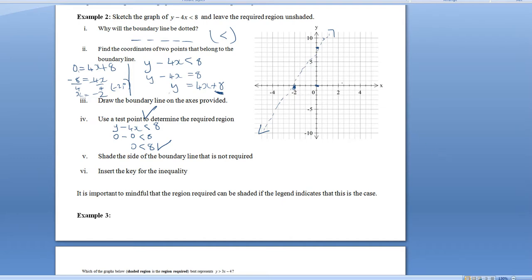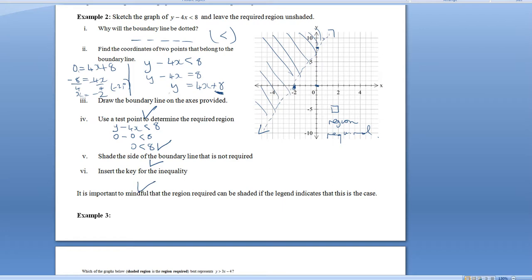Okay, so that test point indicates that this side of the boundary line is true. Therefore we can assume that this other side of the boundary line is not true. That is, we don't want it. So I can shade it out. So I'm shading it out now. Okay, so shade the side of the boundary line that is not required. Done. Now insert the key for the inequality. So we're just going to put a box in and say this is the region required. Okay, so we've done our key.